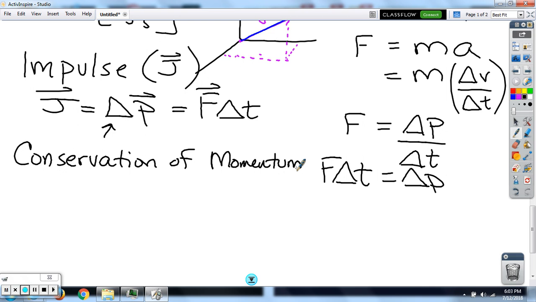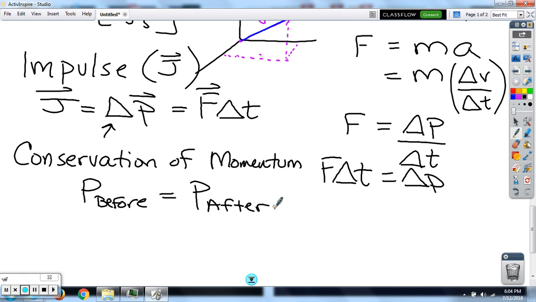And so that means that whatever the momentum is before an interaction, after the interaction, the momentum has to be identical. If there's no interactions, you have just one object, one mass, one velocity, then the momentum should be the same, non-stop. That's just Newton's first law. Objects in motion stay in motion.